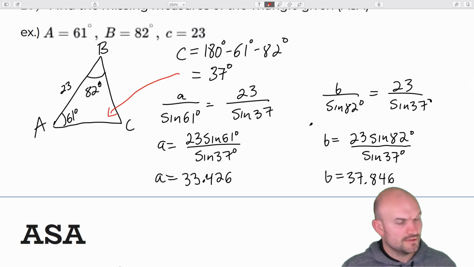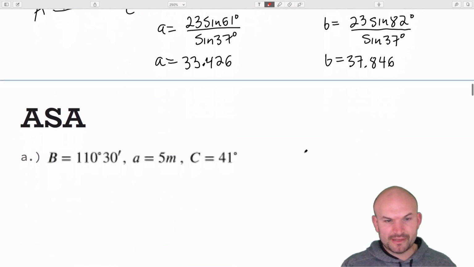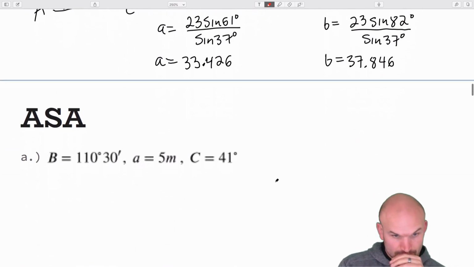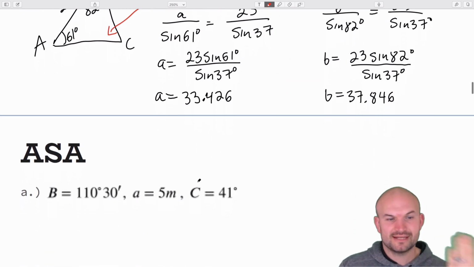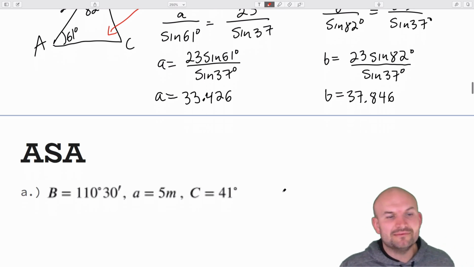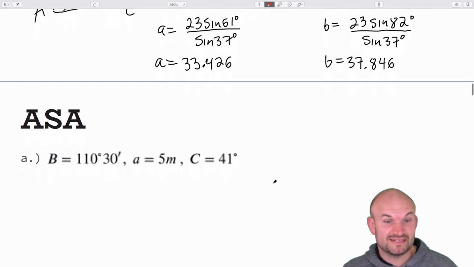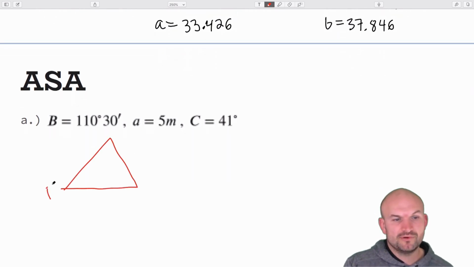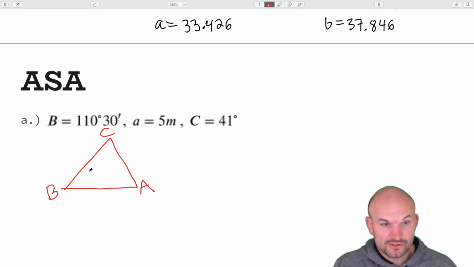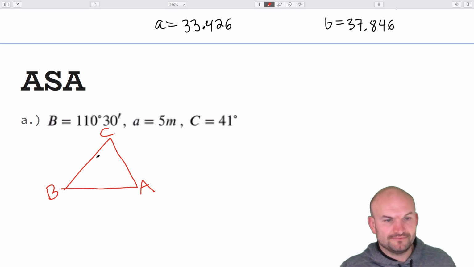All right, so let's do another problem here. Wait a minute, that's not an angle side angle. Oh yeah, it is an angle side angle. So in this case, everything's written a little bit differently, and that's okay. I'm still going to draw the same triangle, but I'm just going to put B here, and I'll put C here, and I'll put A over here. You don't need to do it that way, but you could.